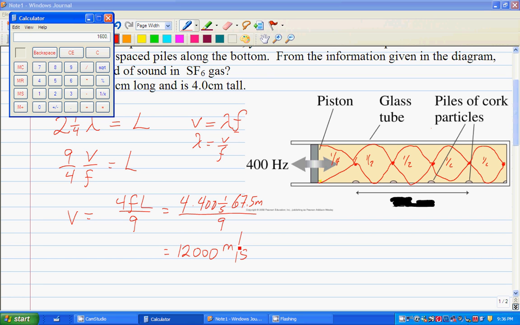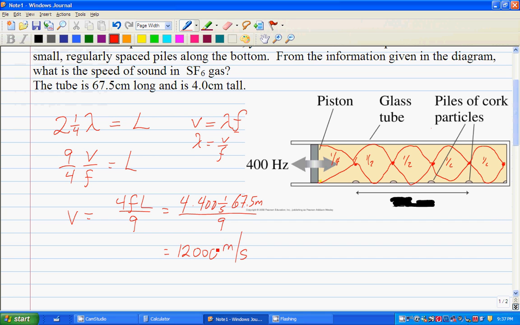So that was 1,600 times, I see what it is, 67.5 centimeters divided by 9. And so this is actually centimeters per second, which if we get rid of 2 zeros, that brings us to 120 meters per second. Therefore, the speed of sound in this denser gas is actually a little bit slower. And when I think about it, that gives us a good answer. And hey, that's the answer to the question.